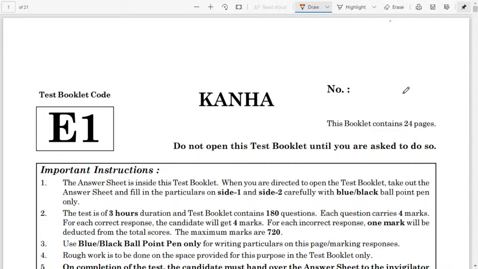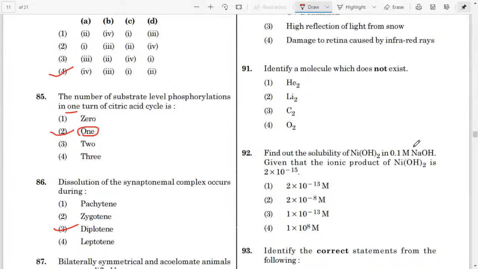Hello students, now we are going to solve 45 questions of chemistry NEET 2020 which was conducted on 13th September 2020. So let us start chemistry questions. Dear students, during chemistry solutions I am going to give some hints, tricks and the easy way to answer these questions. So please pay attention while answering these chemistry questions.